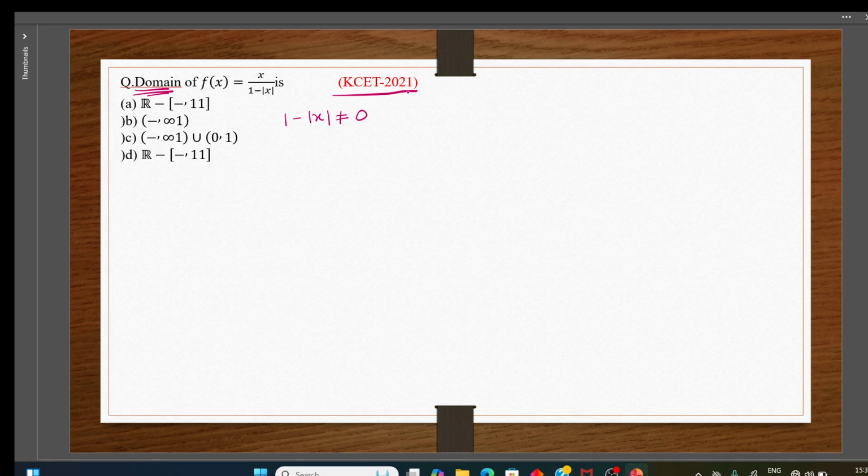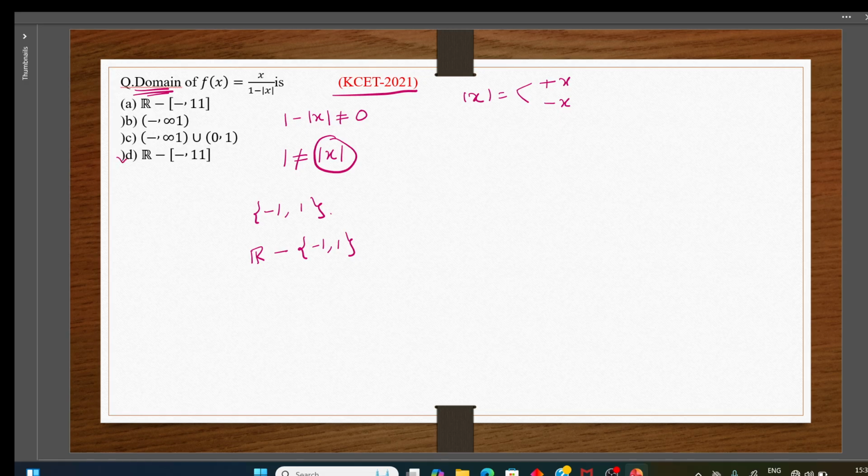This question is from KCET 2021. So 1 minus modulus of x is not equal to 0 means 1 is not equal to modulus of x. Modulus of x means plus x or minus x. So plus x and minus x means here the set is minus 1, plus 1. So here the domain means all real numbers except minus 1 and 1.